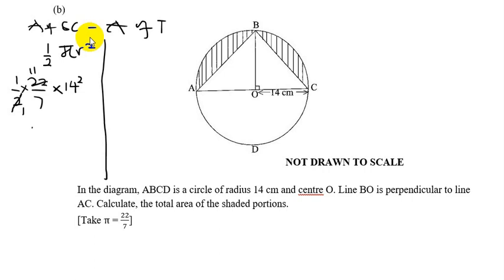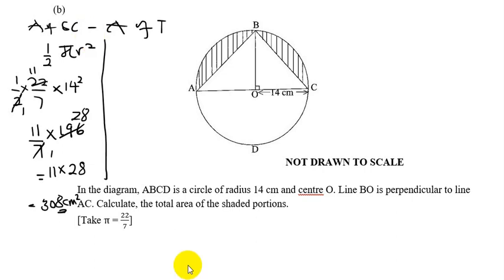Okay, so we're left with 11/7 times 196, and 196 divided by 7 is going to give us 11 times 28, because 7 goes here, 1, it goes here 28 times. So 11 times 28 is going to give us 308. Okay, so the area for the semicircle is 308 centimeter square. That's the area for the semicircle.